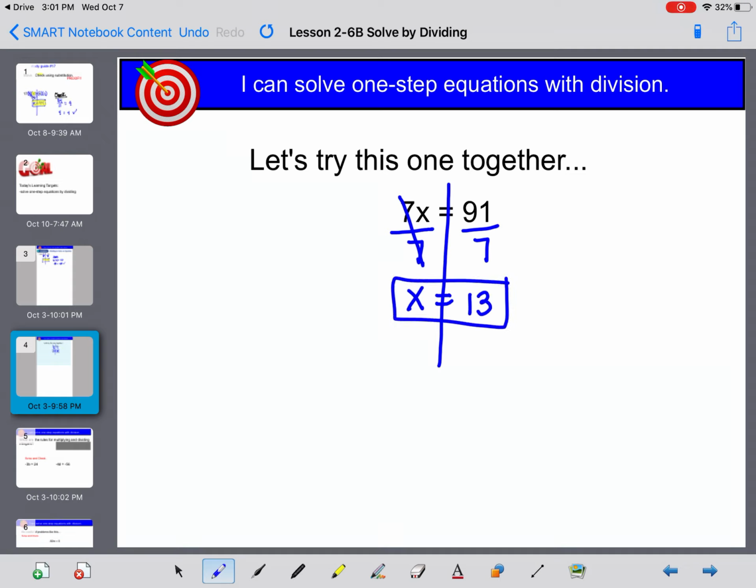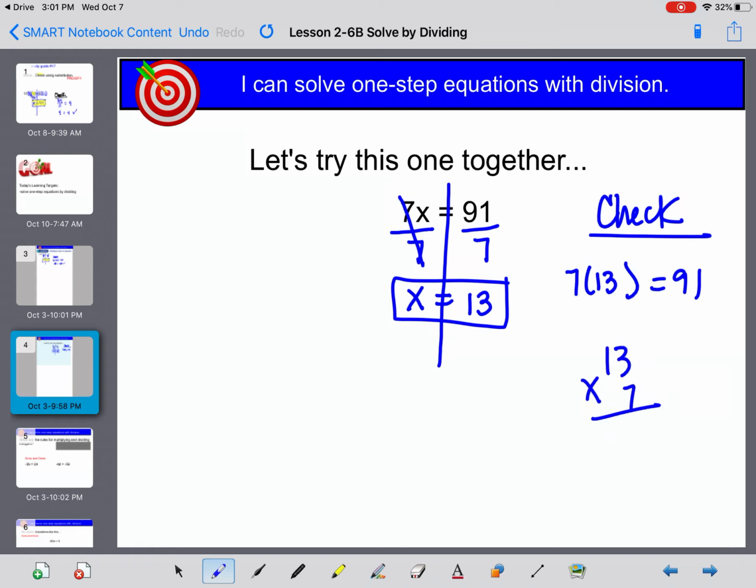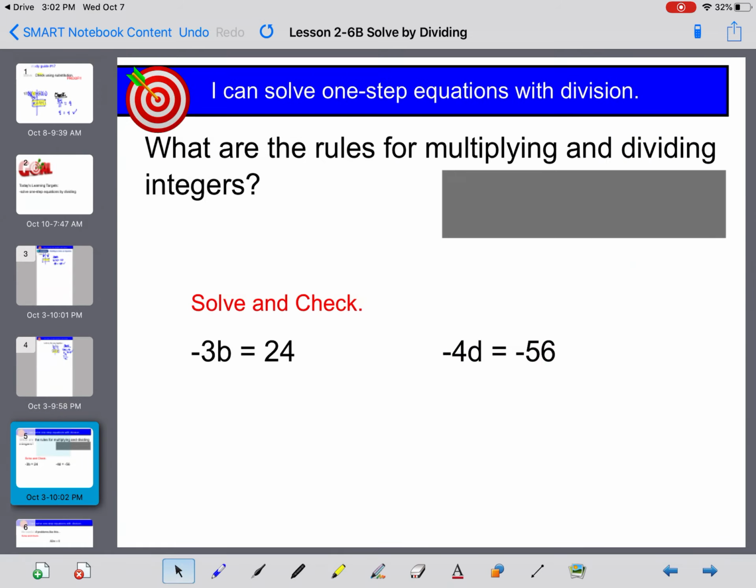X equals 13. And then make sure you're always checking your work. That's a very important thing to be doing. 7 times 13, does it equal 91? Well, 7 times 13 does equal 91. All right, then.